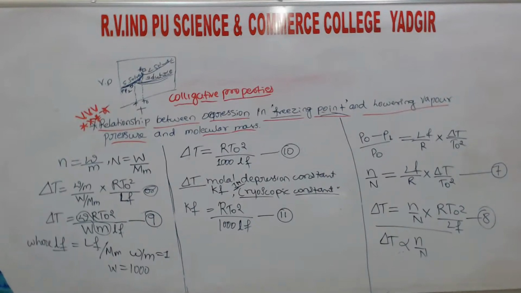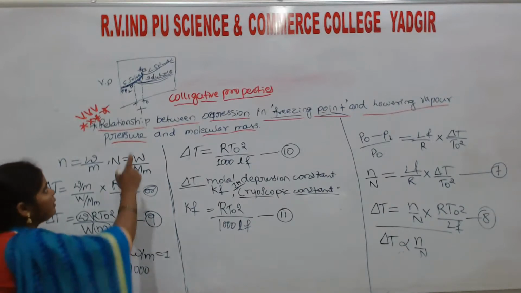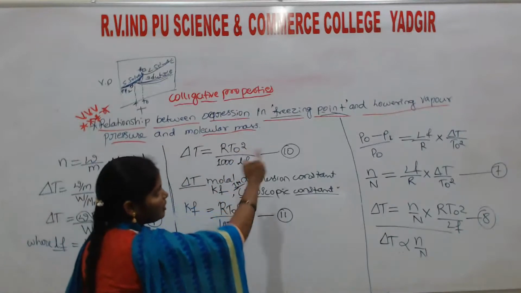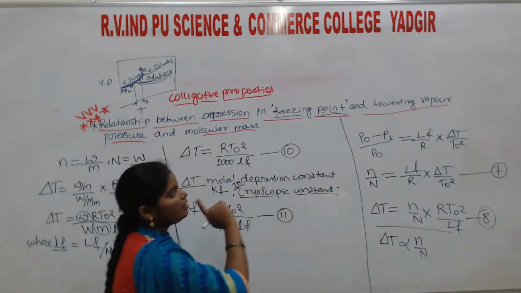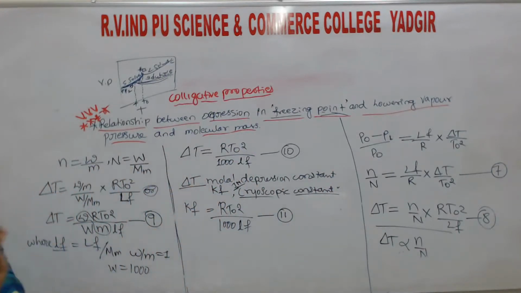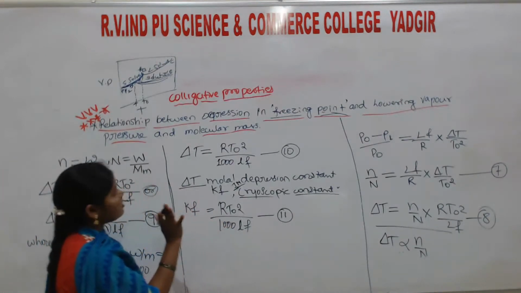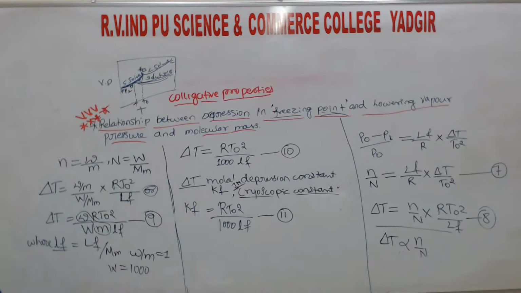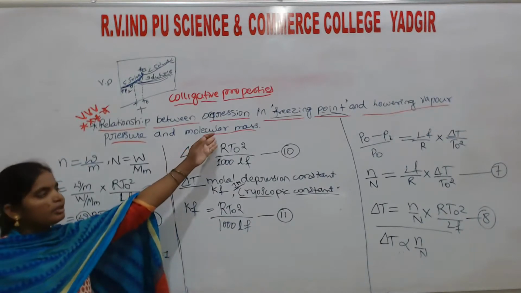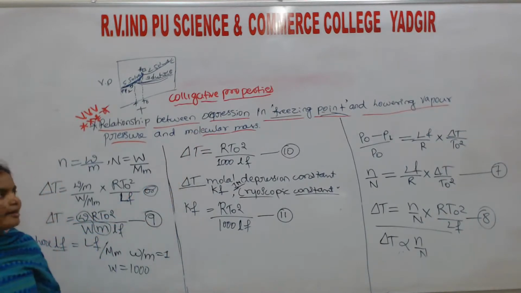Up to here you write the relationship between depression in the freezing point and lowering of vapor pressure. Up to this equation. I will continue with molecular mass in the next class.